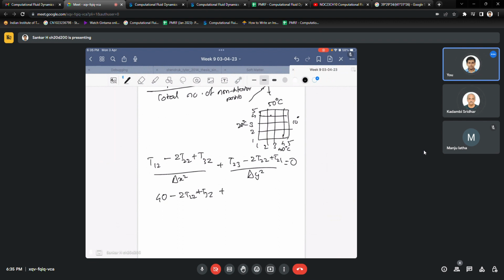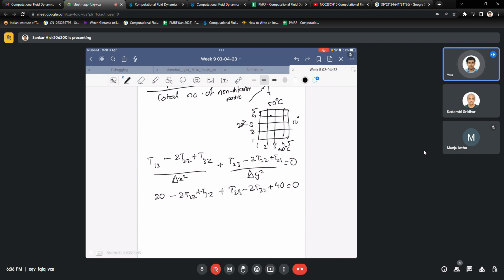If we take this point T23, we don't know that. T22, we don't know that, but T21 we know. I guess small mistake over here. It's not 40 here. Since we are going in the x direction here, this point has to be considered over here, so 20 here and 40. T23 minus 2 T22 plus 40 should be equal to 0, assuming delta x equal to delta y equal to 1.